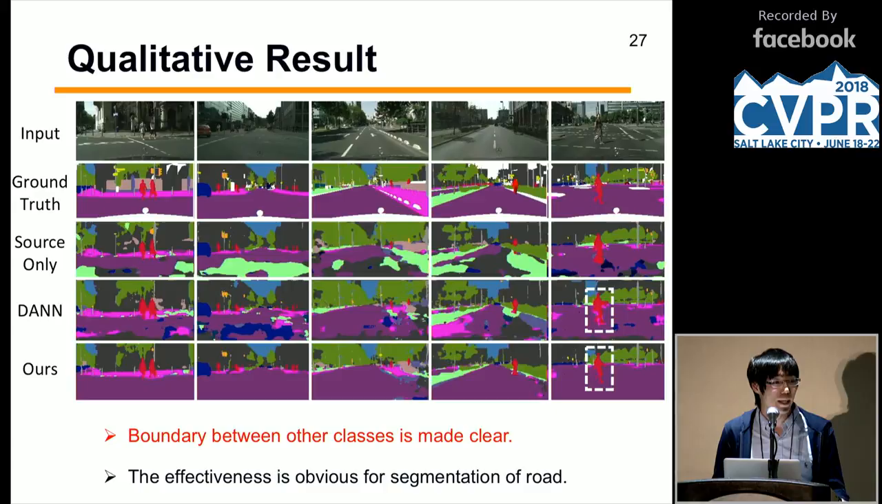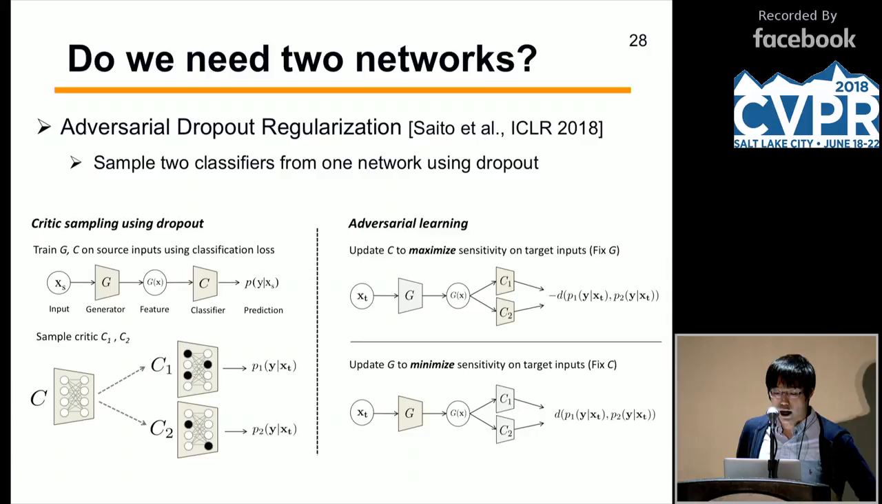In this work, we use one feature generator and two classification networks, but we propose a new method which can achieve adaptation using only one classification network. We propose to use just one classification network, but during training, we sample two classification networks using Dropout. And this method works well in image classification and semantic segmentation.